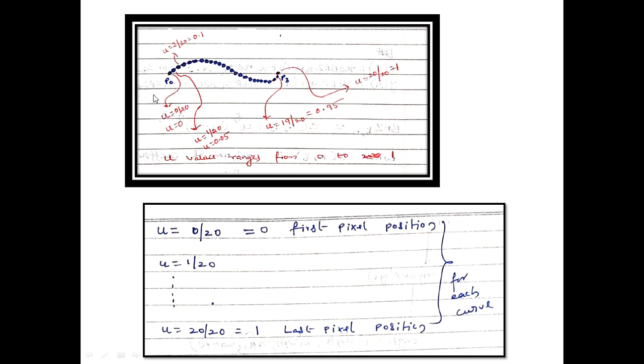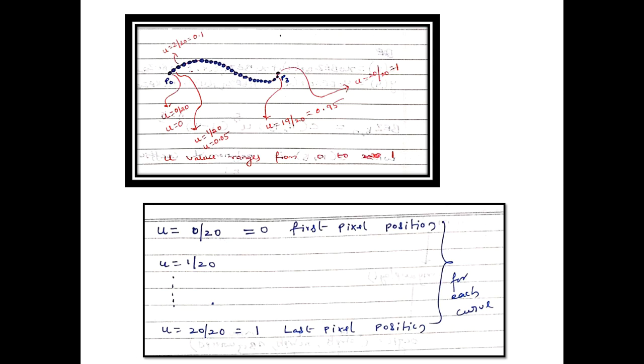Now in this slide, please see this example. I am explaining how to calculate the U value. I have written clearly 0 by 20, which is the first pixel position with respect to the U value. The last pixel position U value is 20 by 20, which gives 1. Why am I taking 20 here? In our lab program, we fixed the total number of pixels to 20.